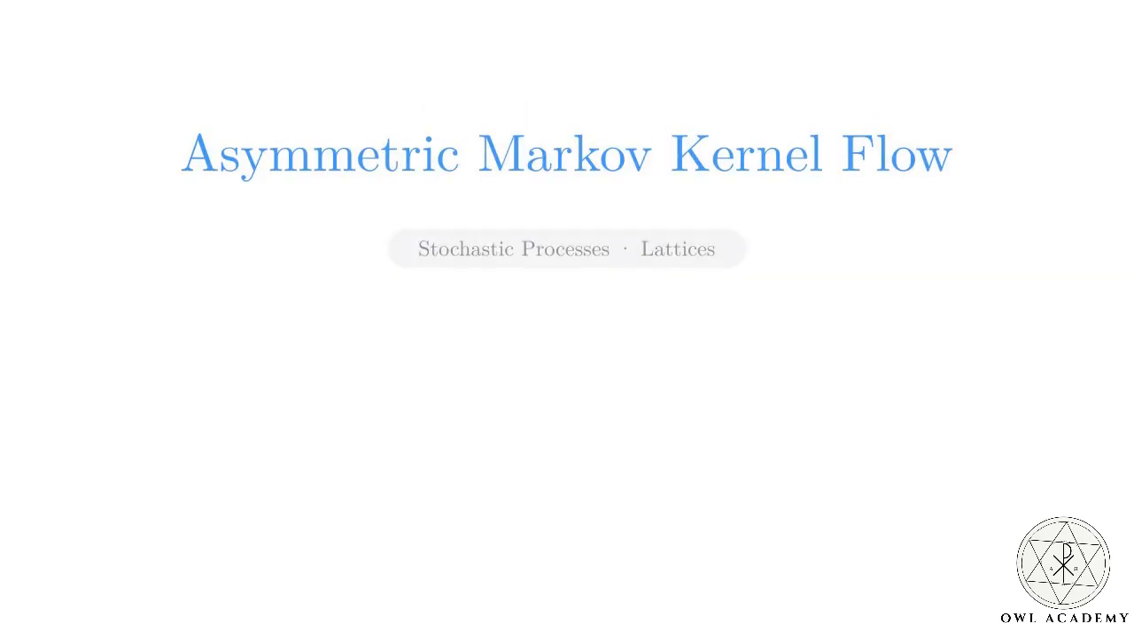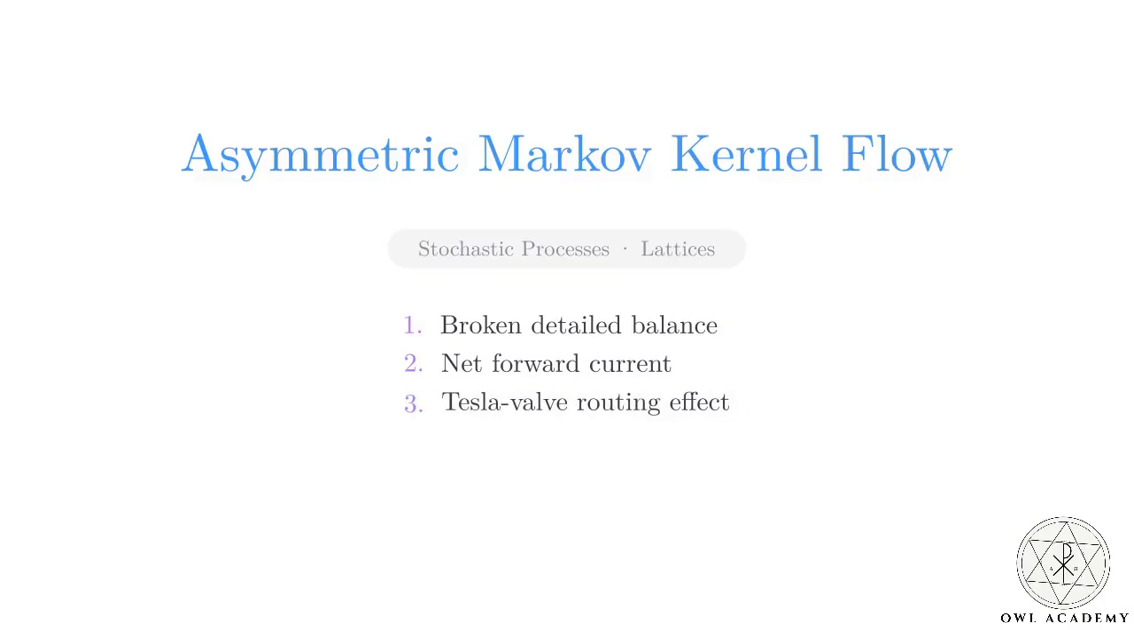This video explores the asymmetric Markovian kernel and how broken detailed balance generates a net forward probability current. This mechanism is central to stochastic pump theory, non-equilibrium statistical physics, and models of directed transport on lattices. You'll learn to interpret edge currents, understand the Tesla valve routing effect, and connect kernel asymmetry to torsional lattice dynamics.